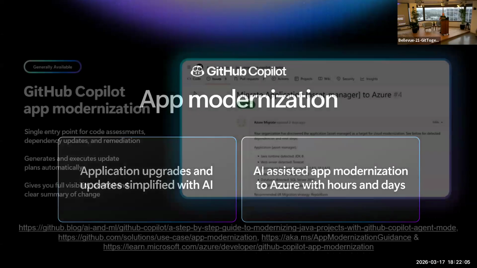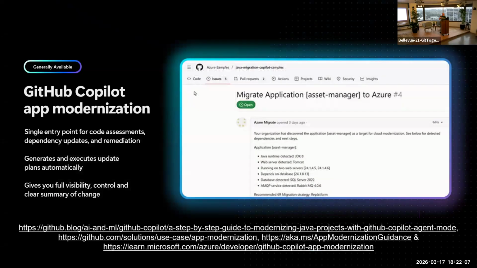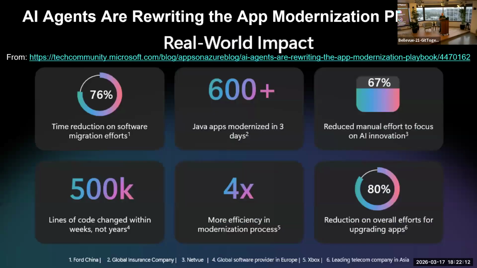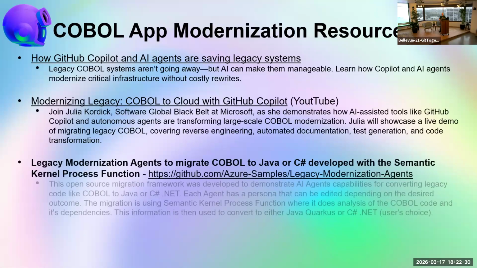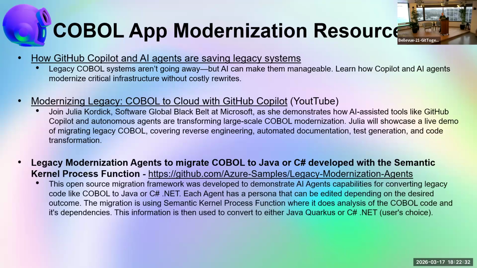App modernization, being able to modernize .NET and Java apps especially. I'm just going to highlight some of the statistics here. Now that people are using these tools, some are reporting an 80% reduction in overall effort for upgrading apps, 4 times more efficiency in the modernization process, even working with COBOL apps, being able to say, okay, all of our senior COBOL developers have left, so all that tribal knowledge is gone.